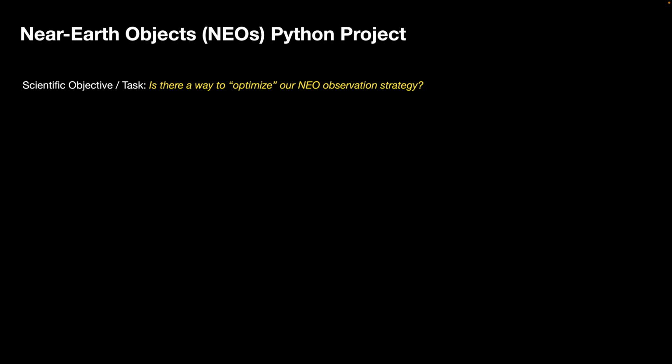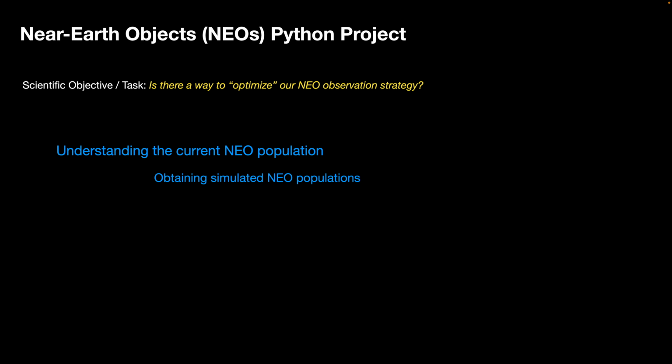And how are we going to do this? Well, first of all, as I said in the beginning, we will try to understand the current NEO population. We will also obtain simulated NEO populations because we need a population that is unbiased, based on some kind of theory, some kind of numerical simulations. Otherwise, we have this biased NEO population, and then we try to optimize observation strategies for a NEO population that we already know. So we need a simulated population.